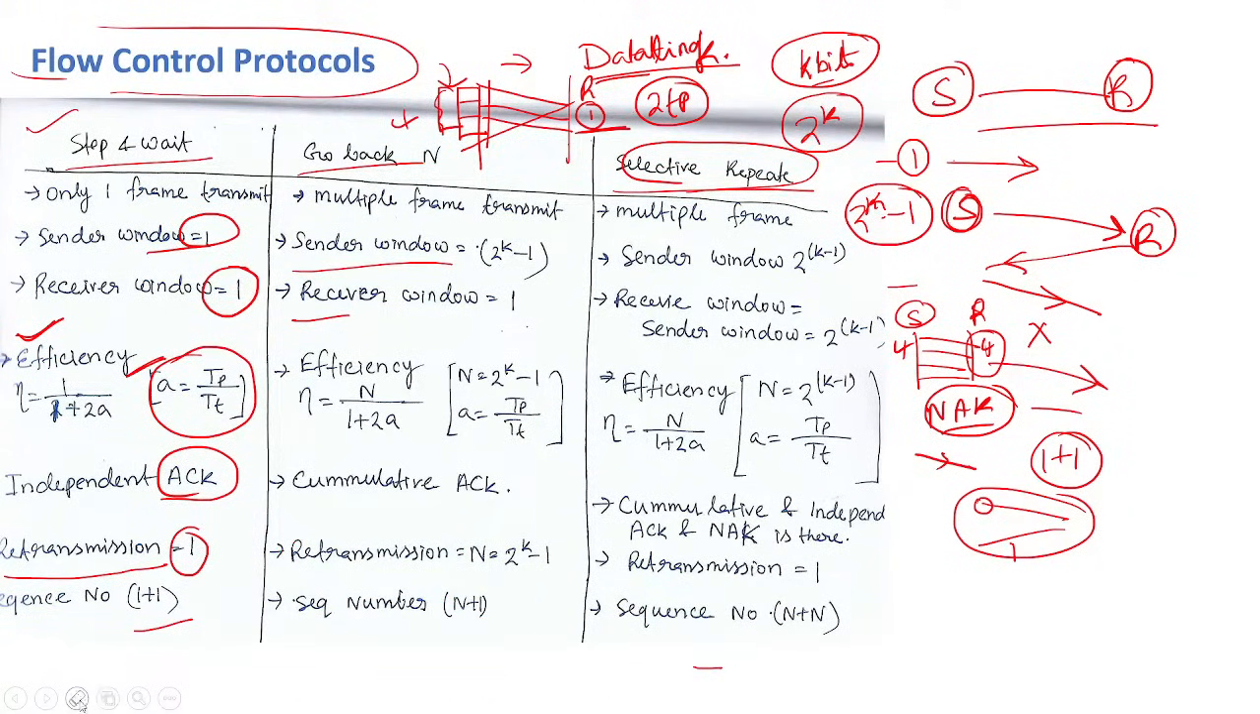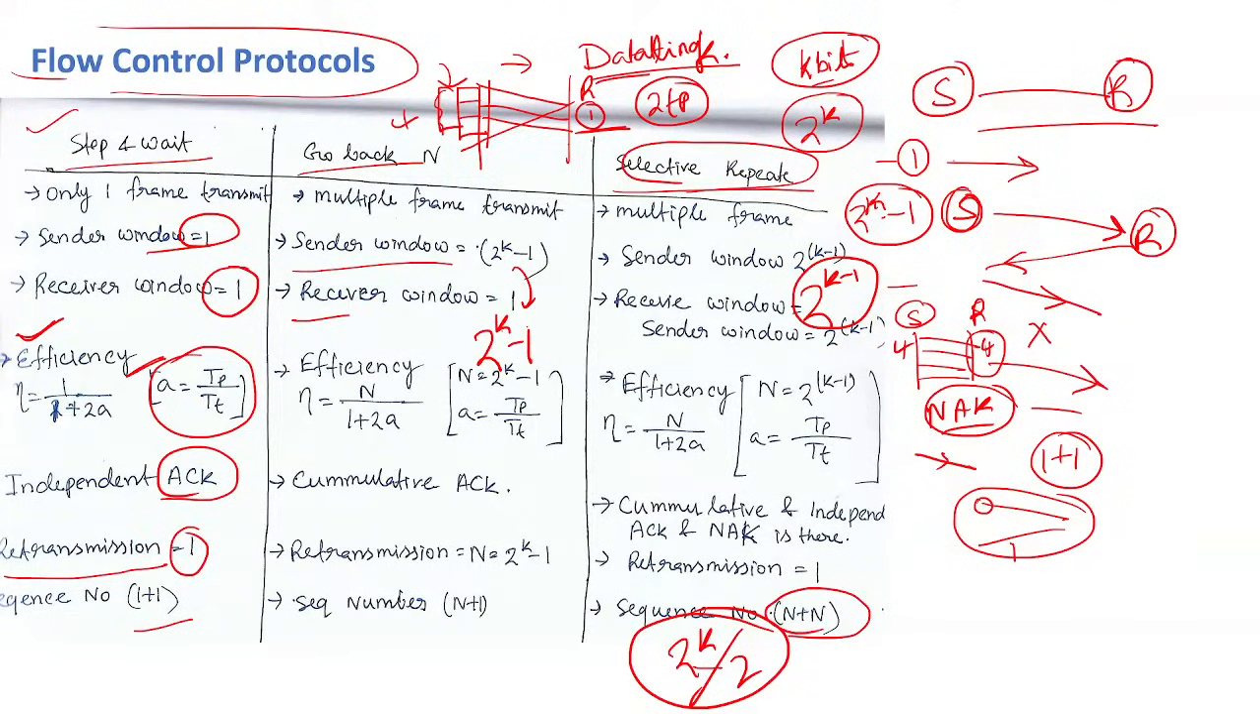I will ask you a question just now so that you can do the mind mapping. This is 2 to the power k minus 1, and this is 2 to the power k minus 1, because the total possibility is 2 to the power k, divided by 2. For the sender also half, for the receiver also half. That is the main difference. And the sequence number will be N plus 1, N plus N.